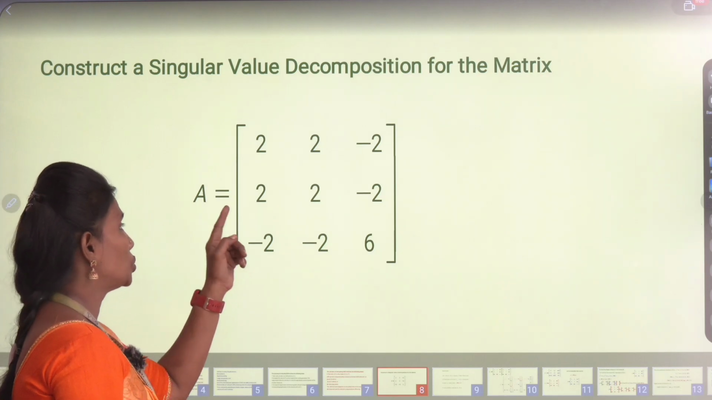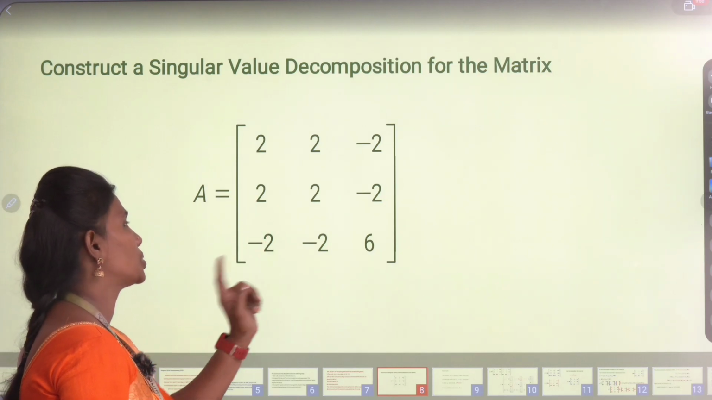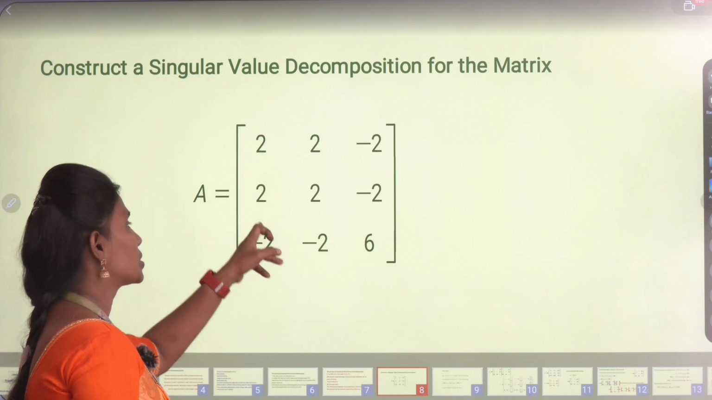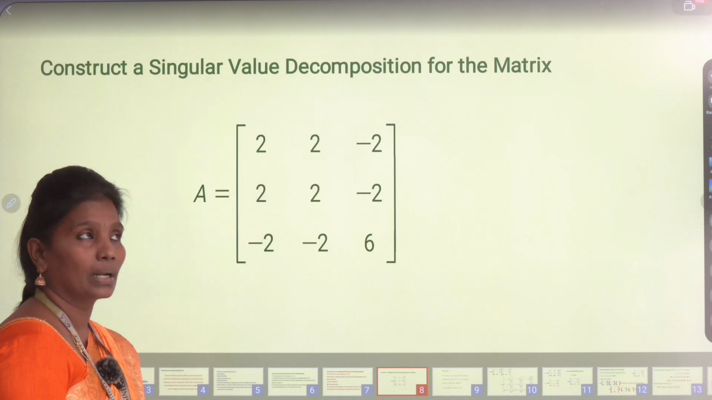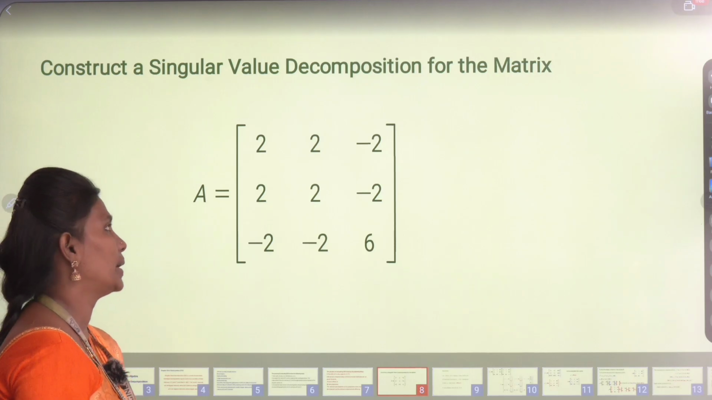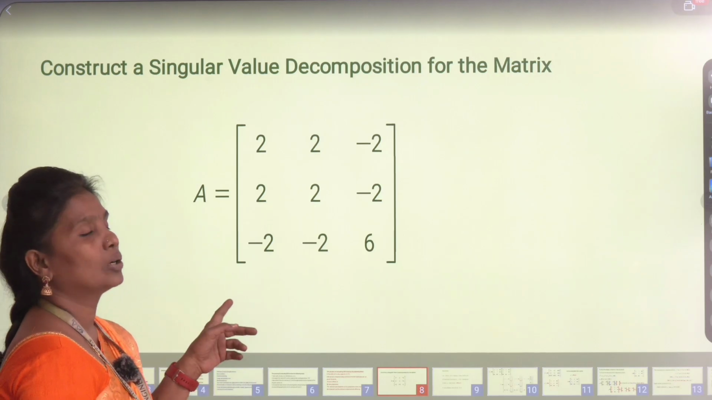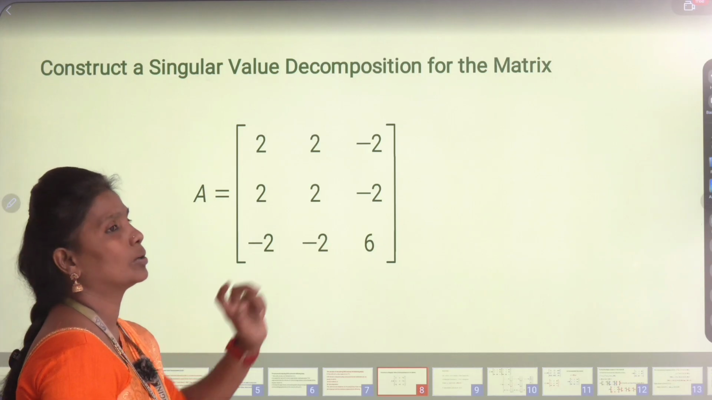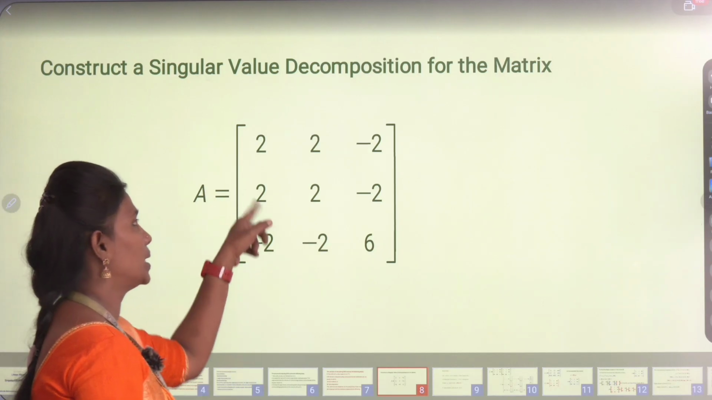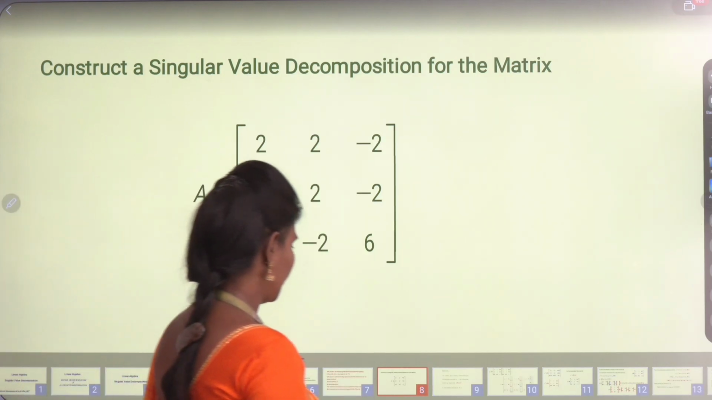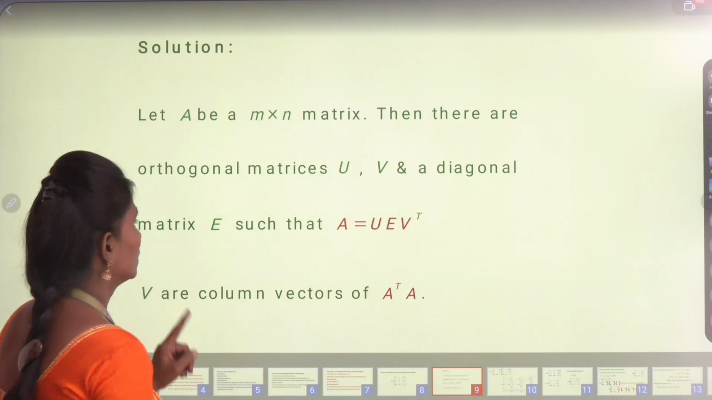2, 2, minus 2, 2, 2, minus 2, then minus 2, minus 2, 6 here. See here, it is a singular matrix. The first and second columns are both similar. I already explained what is singular. The columns are linearly dependent. Linearly dependent means some of the columns are similar, or some of the columns can be expressed by using another column. That is called linearly dependent. If columns are linearly dependent, the matrix is a singular matrix. Okay.